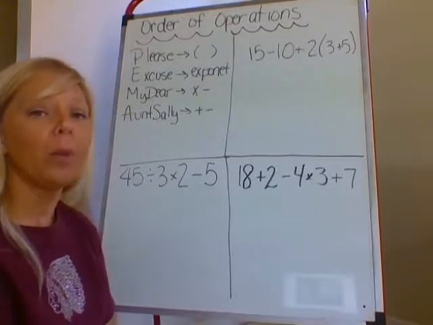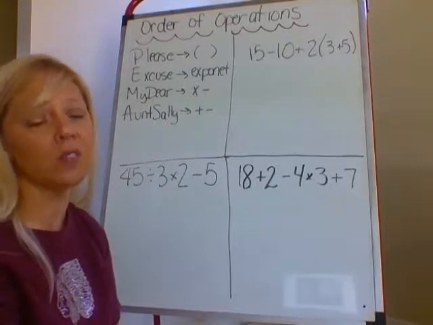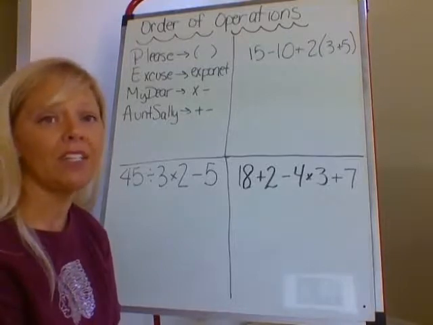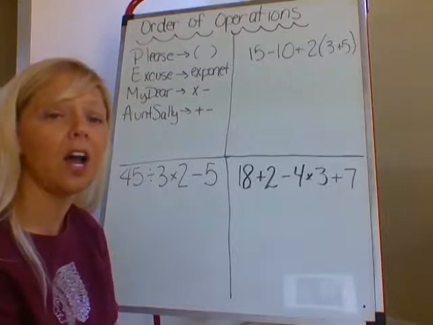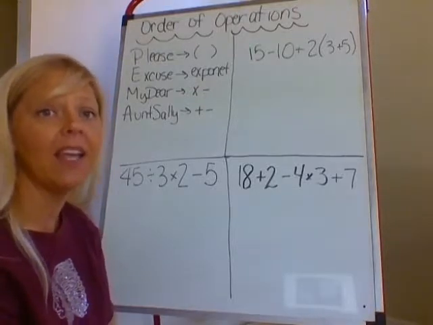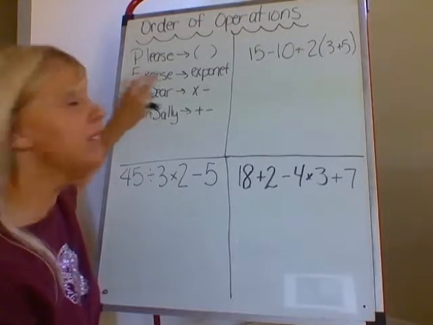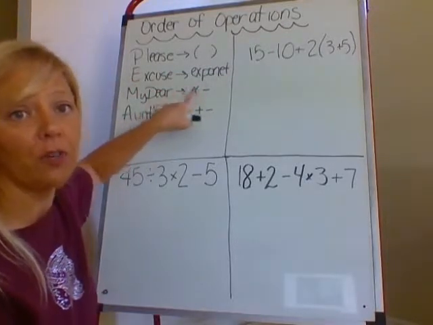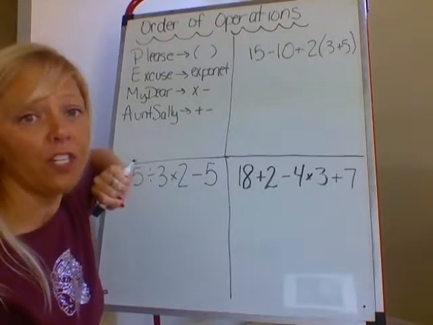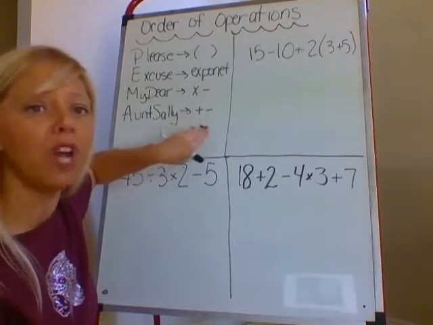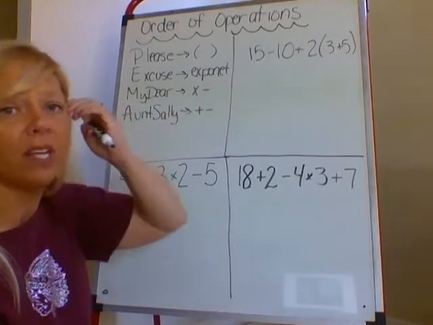All right, where Please stands for any parentheses, any grouping symbols, Excuse stands for exponents, My Dear stands for multiplication and division, and Aunt Sally is a mnemonic for adding and subtracting. And I have My Dear and Aunt Sally on the same line because these are buddies. They'll let each other go first, okay? Same with adding and subtracting, they'll let each other go first. So in this case, sometimes subtraction comes before addition and division comes before multiplication.